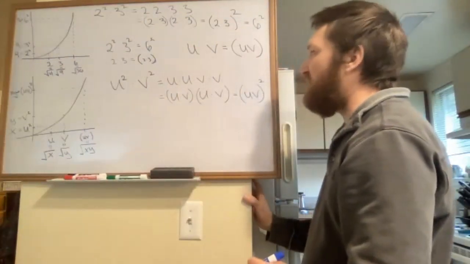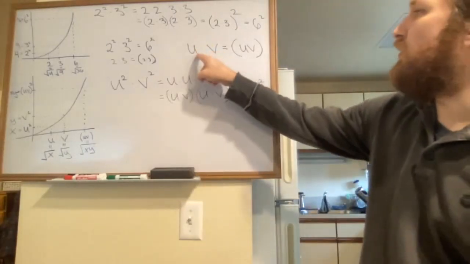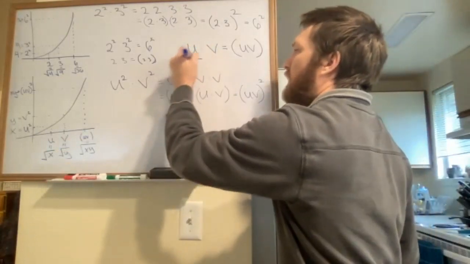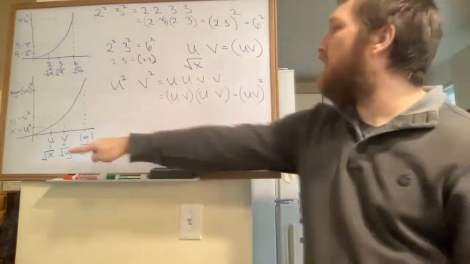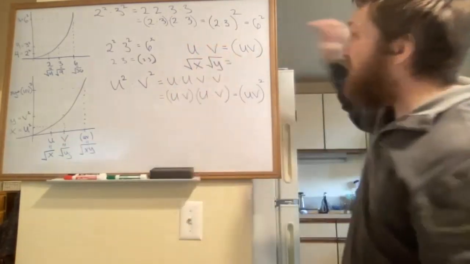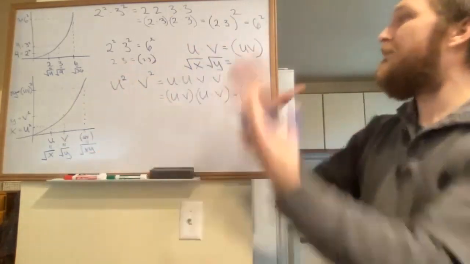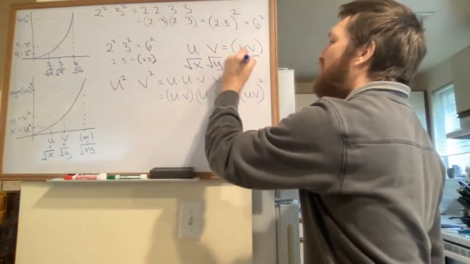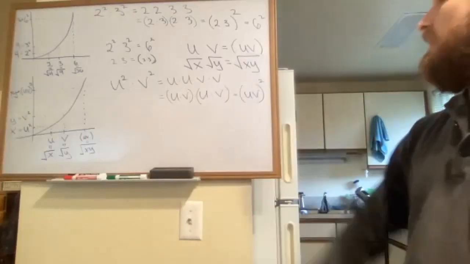And it's been a long journey, but here we go. Finally, we could say, wait a second, u is the same thing as the square root of x. Cool. V is the same thing as the square root of y. Cool. uv is the same thing as the square root of xy. And now we have, in general, this is how this works.